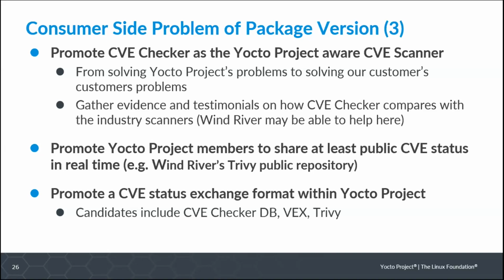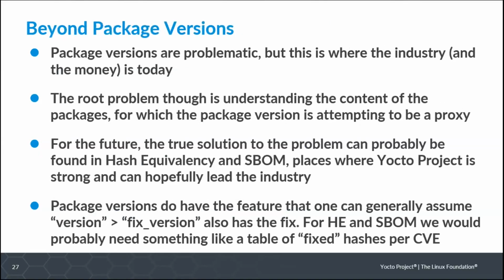We should also promote ways for the members of the Yocto Project to share their CVE status more in real time. I'm giving Wind River's Trivy public repository as an example of that, which is ready today. That way the people doing the hard work of fixing the Yocto Project can move faster and faster, at least know who to talk to if they need help, see what the status is, and maybe exchange information within the Yocto Project membership. Those are a couple of ideas.